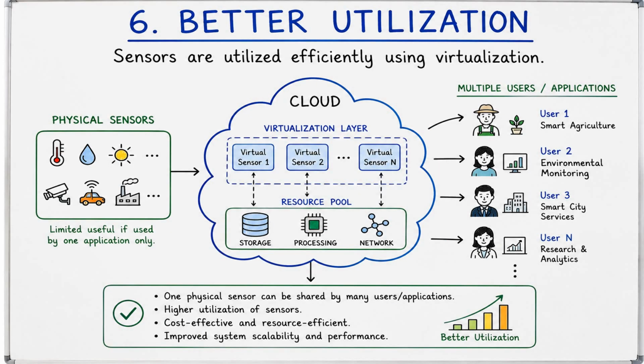Next is better utilization, where using virtualization, a single physical sensor can serve multiple users and applications at the same time. This will improve the efficient use of sensor resources, and it will avoid the wastage.